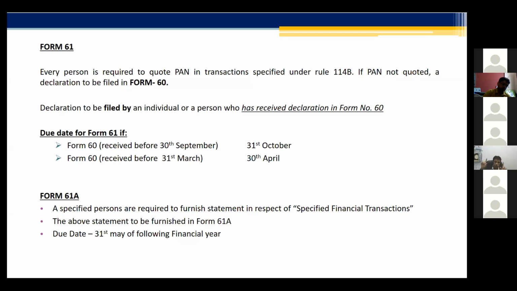If in all such transactions, wherever it falls, the PAN has not been obtained by the assessee, then he has to report it in Form 61, or he has to take a declaration to be filled in Form 60 and report in Form 60. If he has not done so, it's the auditor's duty to report.